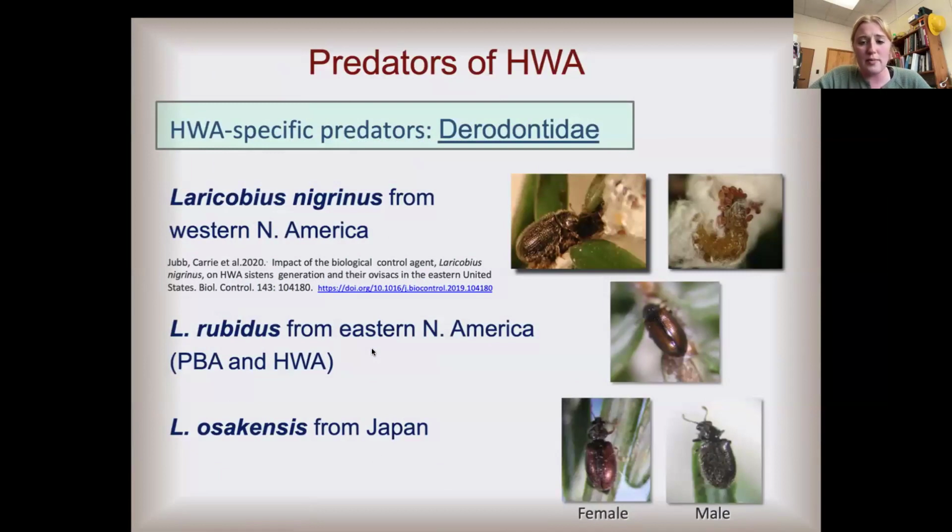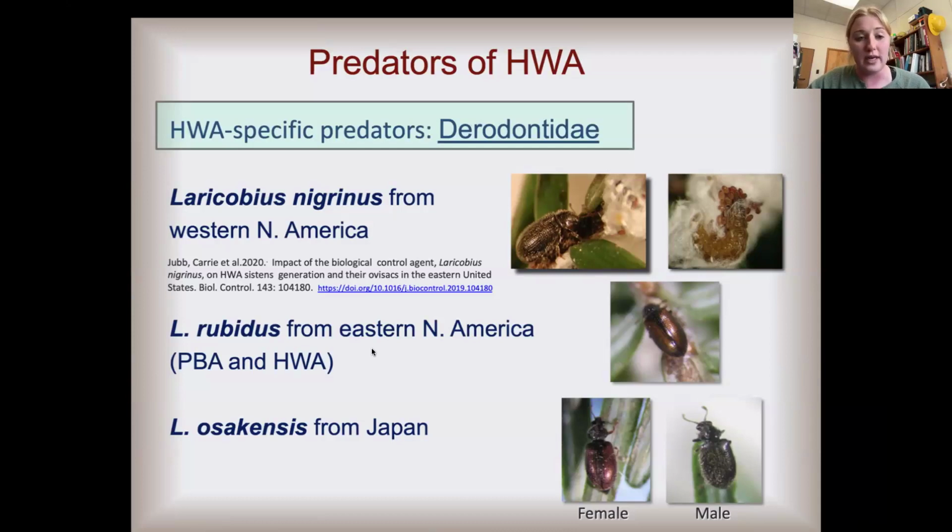So I'm going to introduce you to some HWA-specific predators in the genus Laricobius. All Laricobius species around the world are known as adelgid feeders. The top one you'll see is Laricobius nigrinus, native to Western North America, found on Western Hemlock. And Laricobius rubidus is found in Eastern North America. It actually feeds on pine bark adelgid, and sometimes you'll find it on Hemlock woolly adelgid. So that's an adelgid-specific predator, but not species-specific.